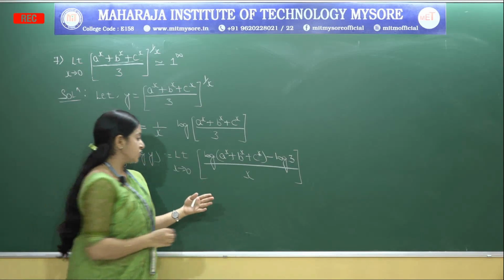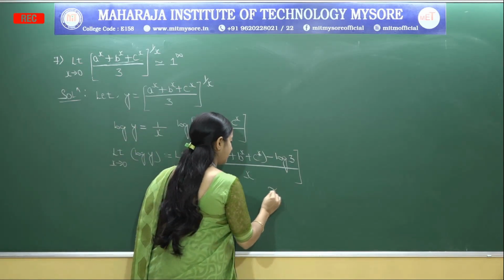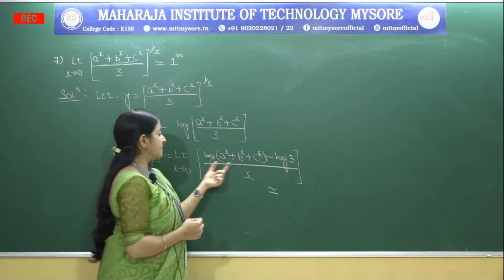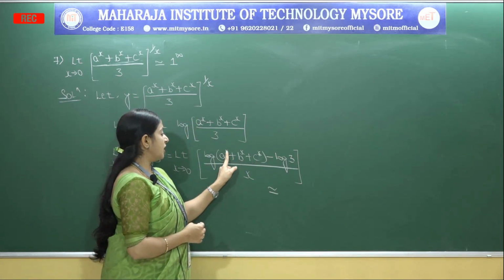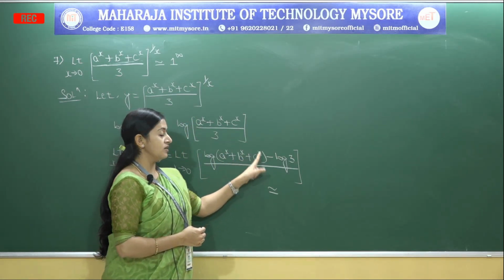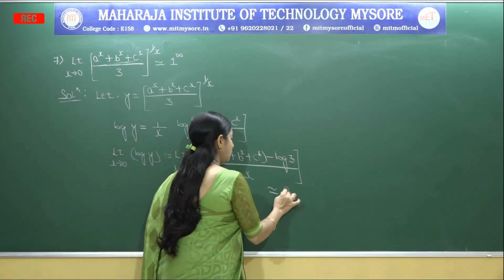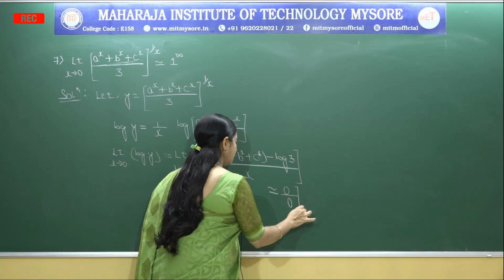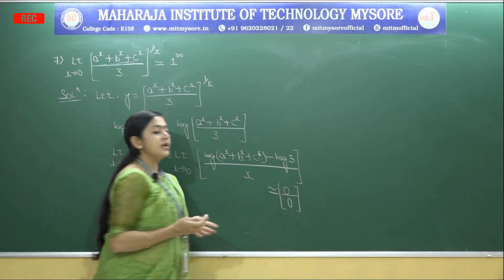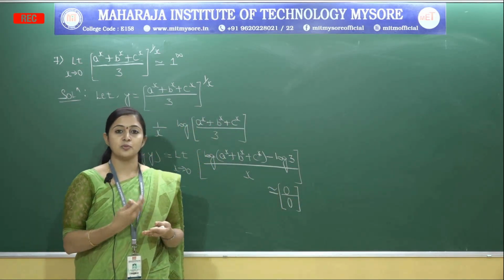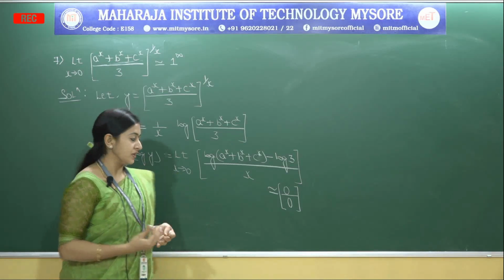Then apply the limit, and check whether it takes a standard indeterminate form or not. As x tends to 0, you will get a power 0 is 1, b power 0 and c power 0 is 1. Then log 3 minus log 3 you will get 0, and the denominator is also 0. So the given problem takes the standard indeterminate form 0 by 0, then you can apply the L'Hospital rule.